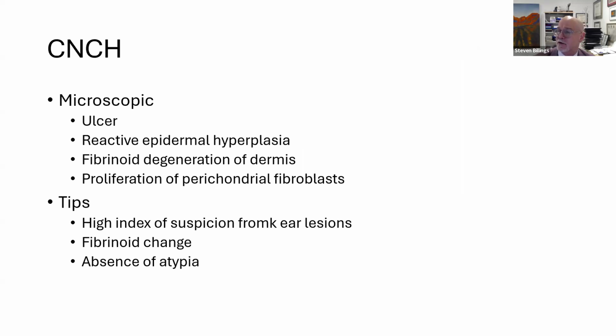Microscopically, you see an ulcer, and you will see some adjacent reactive epidermal hyperplasia. And in the base of the ulcer, it's not very inflammatory, but you see this fibrin deposition and this fibrinoid degeneration of the dermis. And beneath that, you may see a proliferation of perichondrial fibroblasts, but that's really not the most important feature. The most important feature is this fibrinoid degeneration of the dermis. So in terms of practical tips, have a high index of suspicion from any biopsy from the ear and look for that fibrinoid change, and the adjacent epidermis does not show any true atypia.